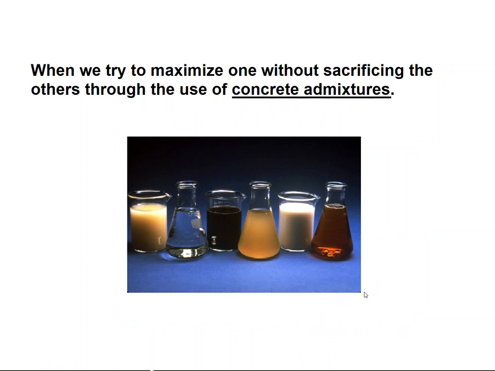You can balance those sacrifices or minimize those sacrifices through the use of what we call concrete admixtures. And these are special chemicals that you add into the concrete mix that enhance one of those properties without sacrificing the others. And we're going to spend an entire week talking about chemical admixtures in the future.